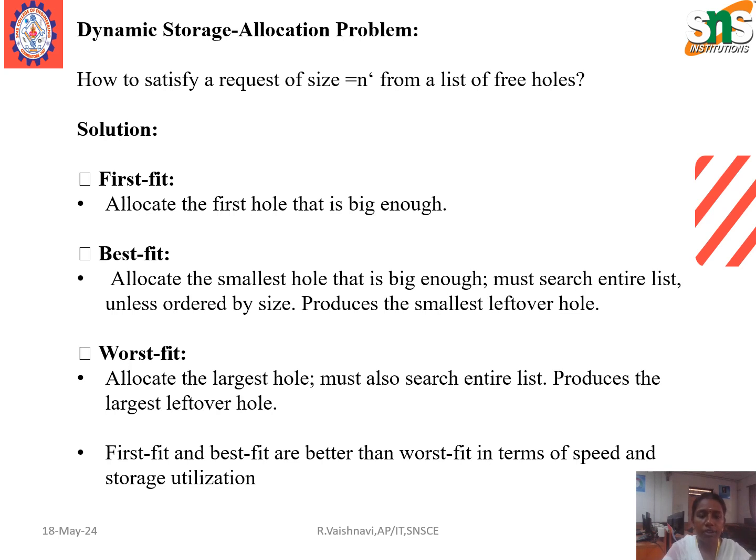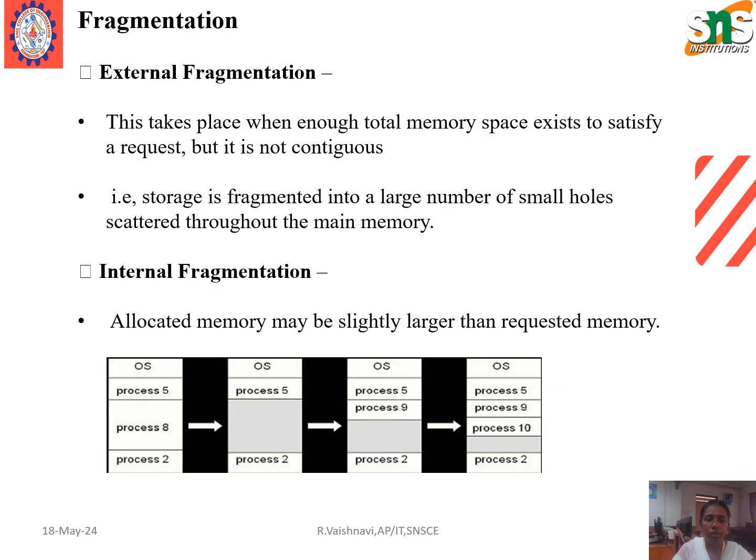First fit: allocate the first hole that is big enough. Next is the best fit: allocate the smallest hole that is big enough. It must search the entire list unless ordered by size, and it produces the smallest leftover hole. Third is the worst fit: allocate the largest hole. It must also search the entire list, and produces the largest leftover hole. Next point, first fit and best fit are better than worst fit in terms of storage utilization.